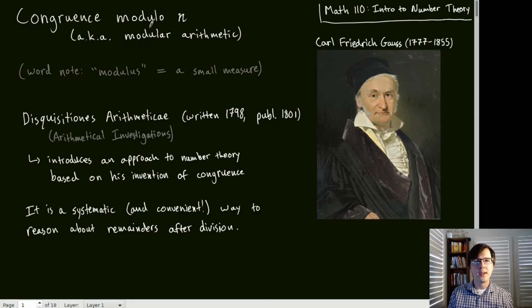And as a word note, modular and modulus refer to a Latin word meaning a small measure, which isn't in common use these days, though in engineering there are things like Young's modulus and so on. The invention of congruence is by Carl Friedrich Gauss, the mathematician from the late 1700s, early 1800s, who was very, very productive and came up with quite a lot of things.